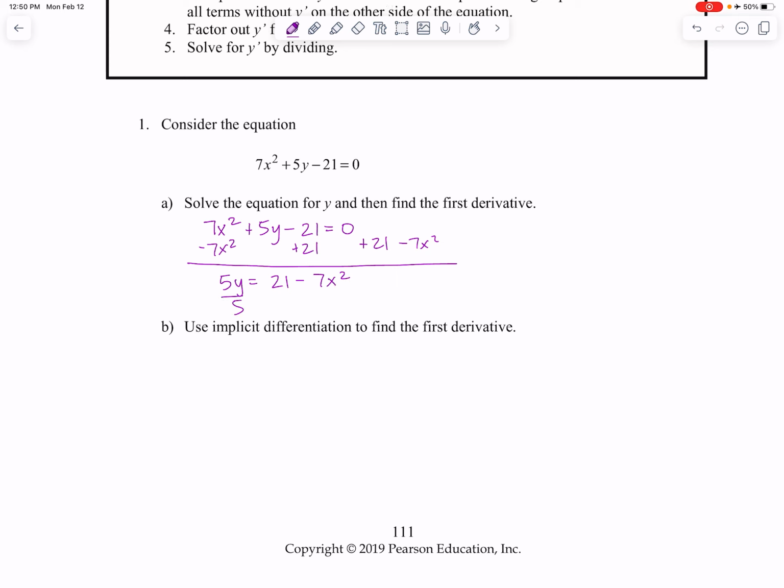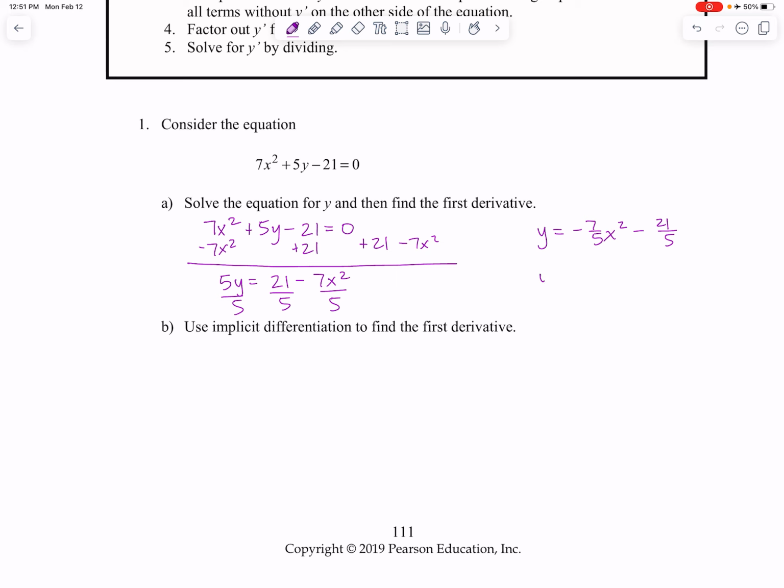Last, we'll divide by 5, so everyone gets divided by 5. We'll be left with y equals, and we'll put this in y equals mx plus b form. So we have negative 7 over 5 x squared minus 21 over 5. I guess it's ax squared plus bx plus c. In this case, we don't have an x in the middle. We just go from x squared to a constant. Okay, we found y. Now we take the derivative.